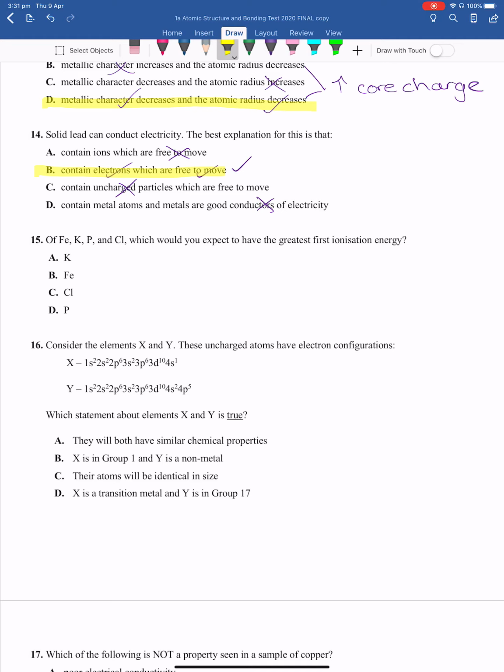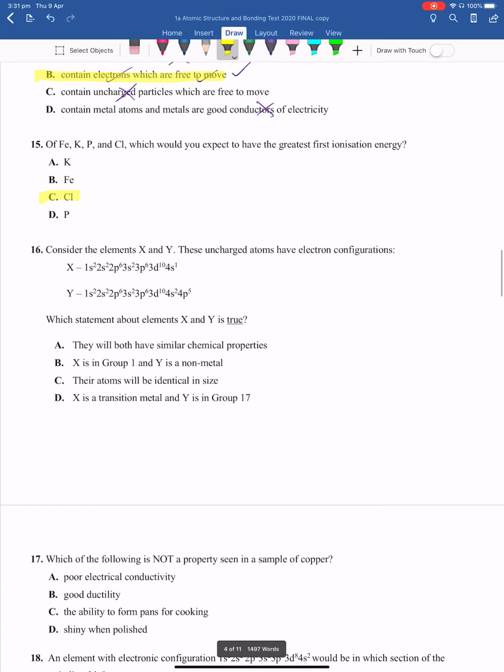Question number 15. Of iron, potassium, phosphorus, and chlorine, which would you expect to have the greatest first ionization energy? At 81%, we were looking for chlorine. Chlorine is the closest to that top right-hand corner there. The rest of them kind of all spread out below that, so they're not going to be our answers.